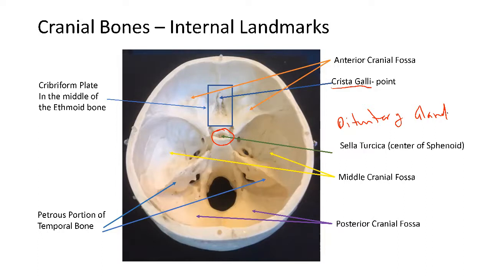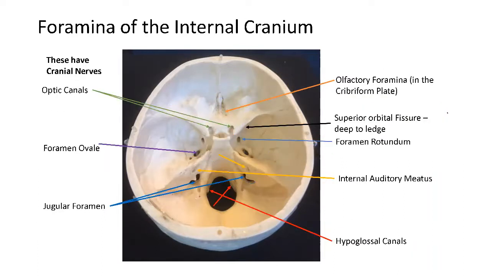I pointed out on this photograph the petrous portion of the temporal bone. This is where we house the middle ear. This is mostly for a reference point. So if I say, for instance, the internal foramina is in the petrous portion, you know where the petrous portion is. But the crista galli and the sella turcica are testable points.